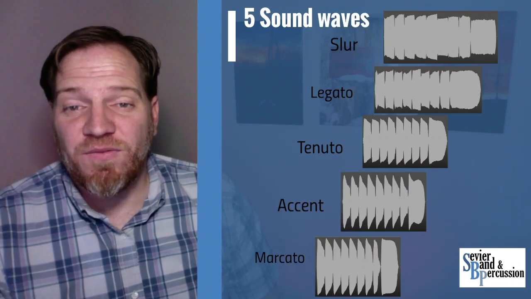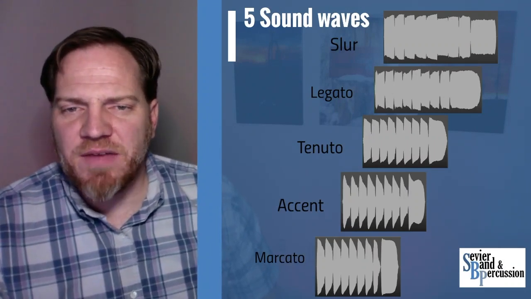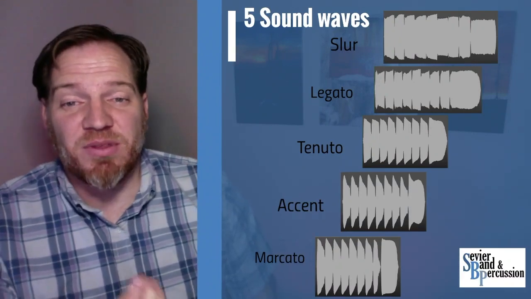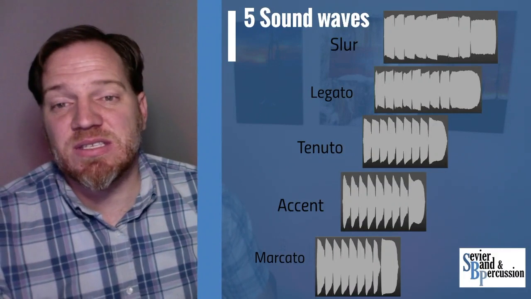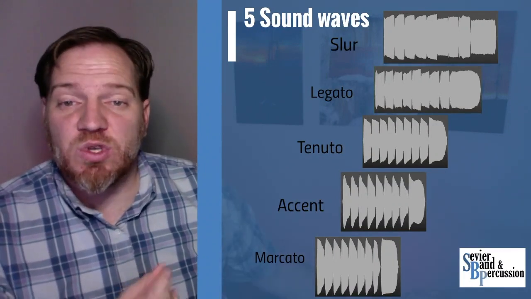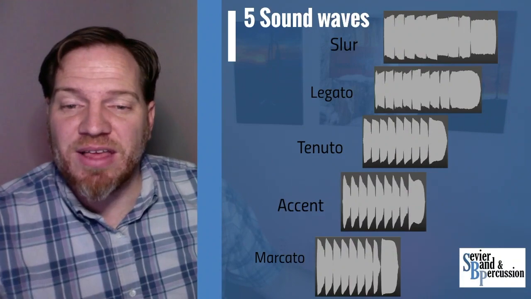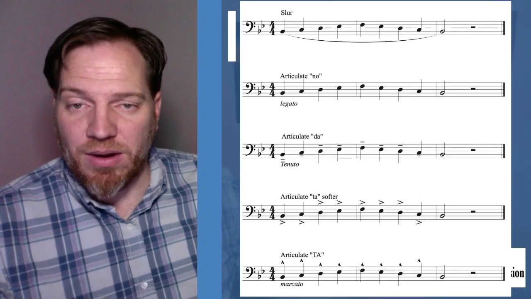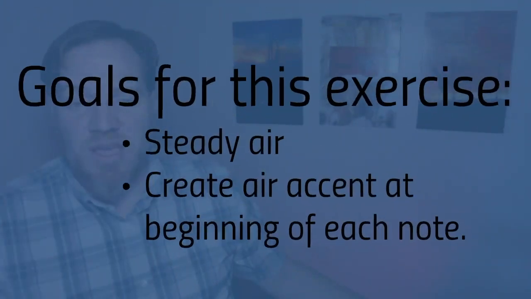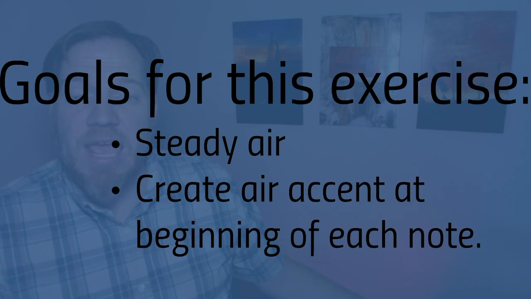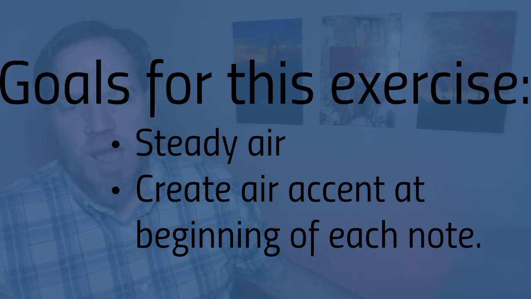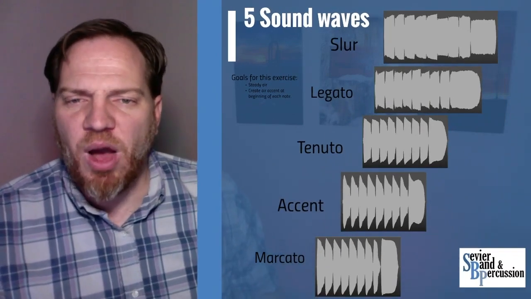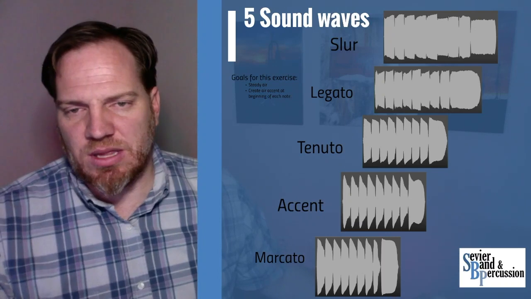We can see all 5 sound waves here and see the differences between the slur and the marcato. Your job is going to be to play each of these accents consistently. Practice them so when you see the sound waves, they look just like these ones. Our test is exactly the same as last week, except we understand how to do it better. One of the things that's really going to help us is to remember these 2 things: steady air and create an air accent at the beginning of each note. If you remember those 2 things, it will help you play each of these consistently.